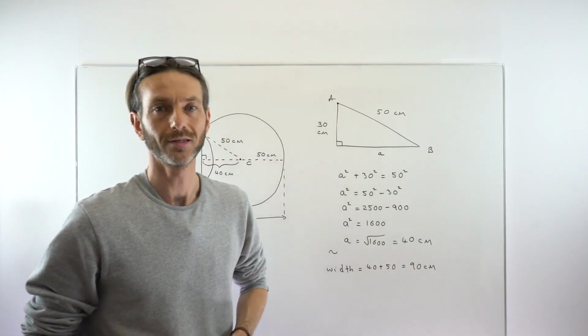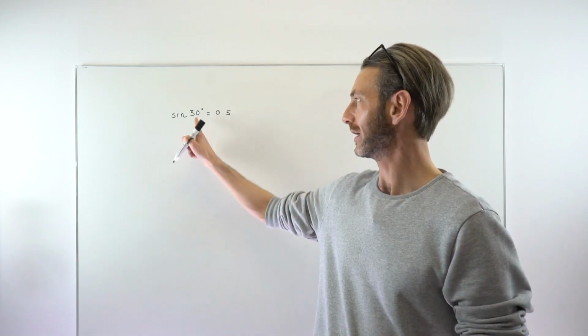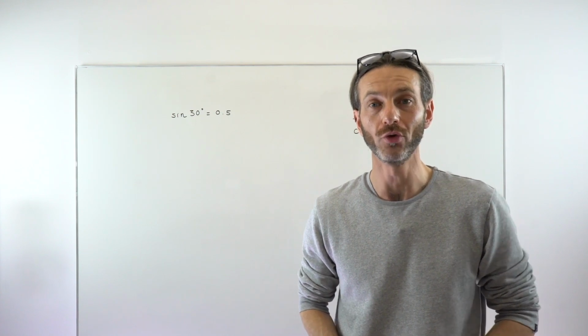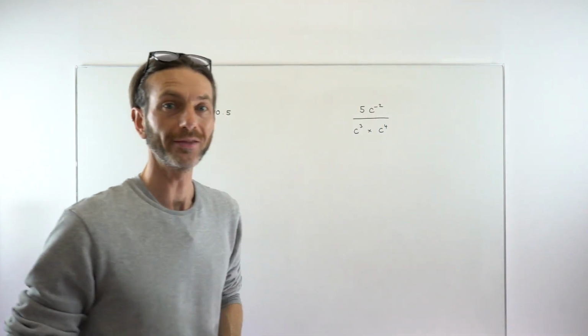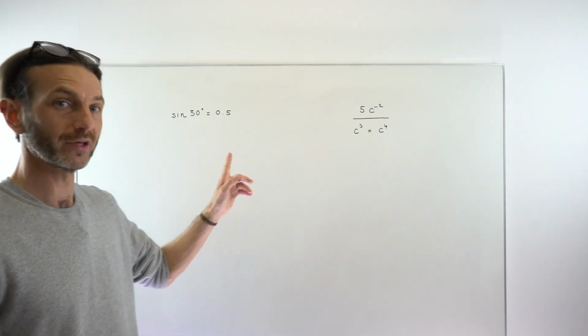In question 11, we're told that the sine of 30 degrees is 0.5, and we're asked to work out the sine of 330 degrees. So you can either do this by a CAST diagram or just by using the symmetry of the sine graph.